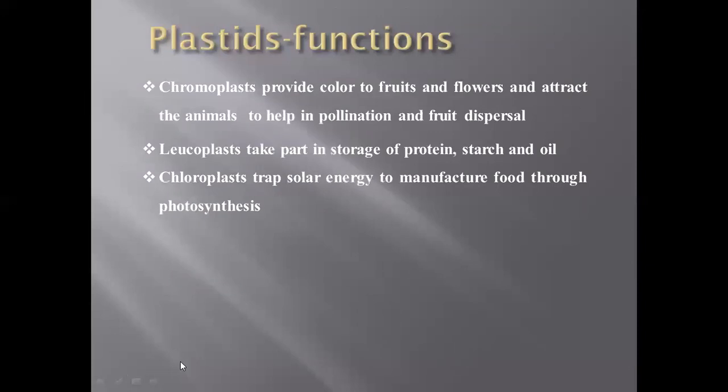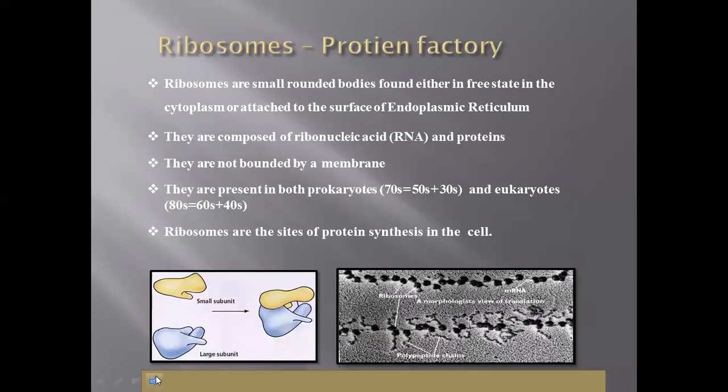What is the function of plastids? Chromoplast provides color, as I told you. It is present in fruits and flowers, which attract animals to help in pollination and fruit disposal. Leucoplasts take part in storage of protein, starch, and oil, that is food. And chloroplast traps solar energy and helps in synthesis of food by the process known as photosynthesis.